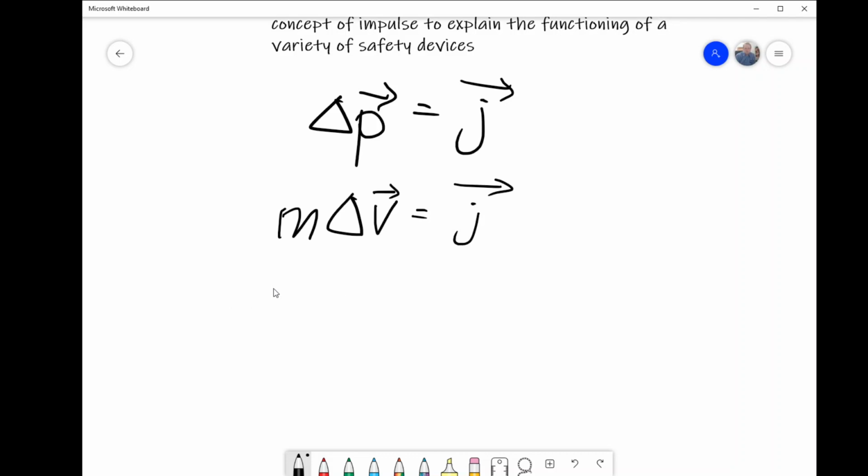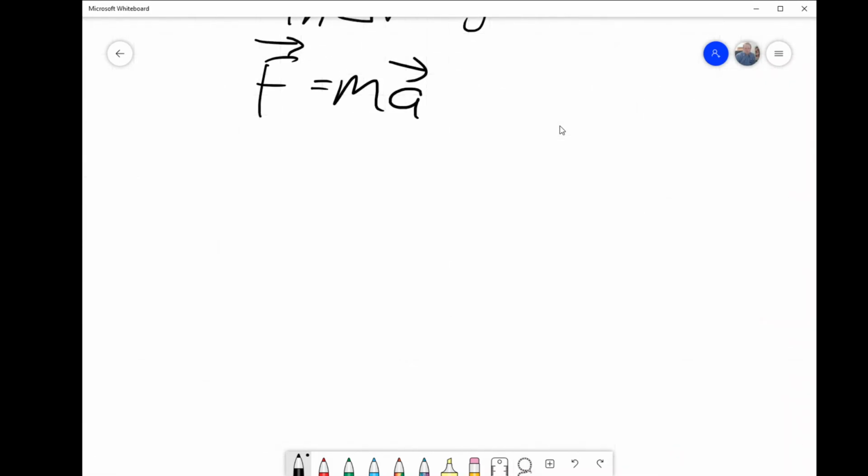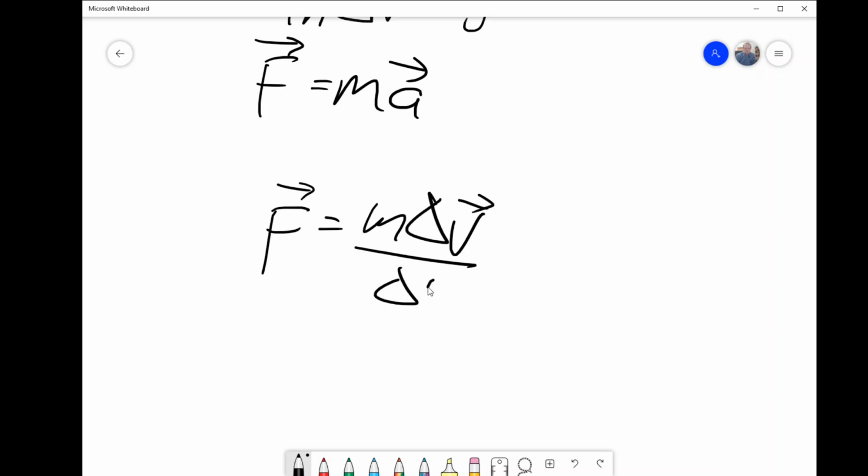Now, how do we relate that to Newton's second law? Newton's second law says F equals ma. Well, what is a? a is delta v over delta t. Wait a minute, this is starting to look familiar. m delta v is the change in momentum when our mass is constant.